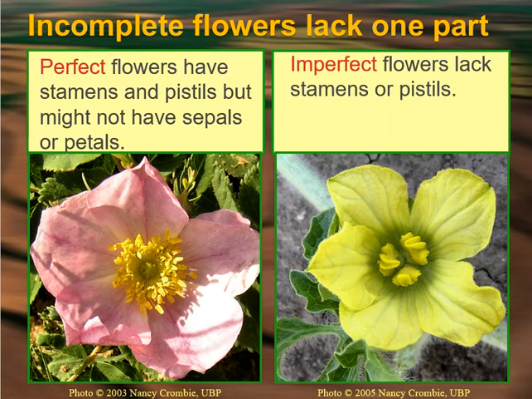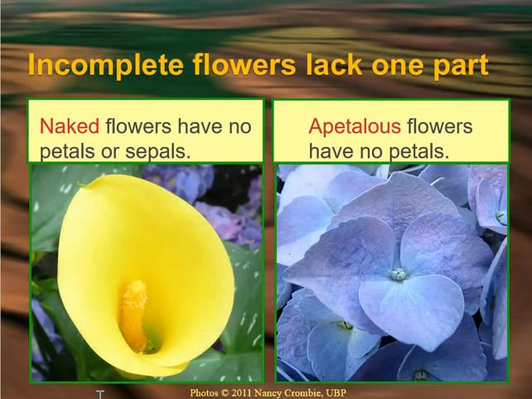Incomplete flowers lack 1 part. Perfect flowers have stamens and pistils, but they might not have sepals or petals. And imperfect flowers lack stamens or pistils. You can see there's no stamen or pistil in there. You can see these ones have the stamen and the pistil, but they might not have sepals on them. The incomplete flowers lack the stamen or pistil. Naked flowers have no petals. Apetalous flowers have no petals too, okay?